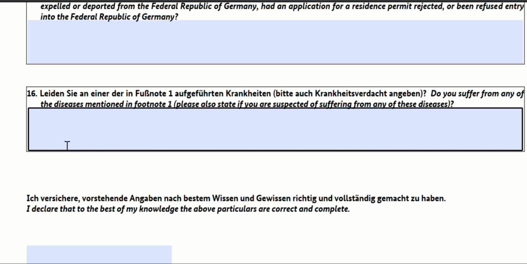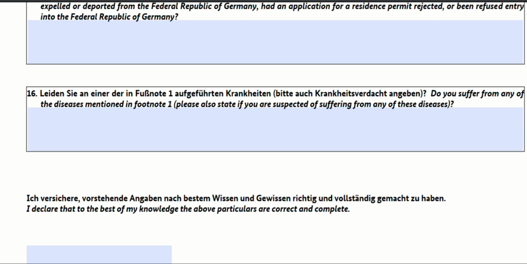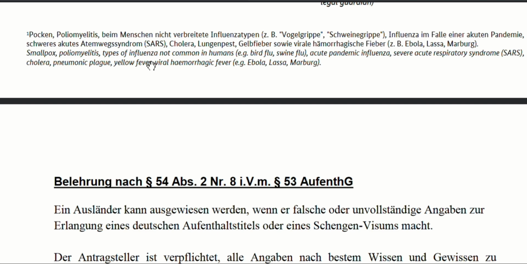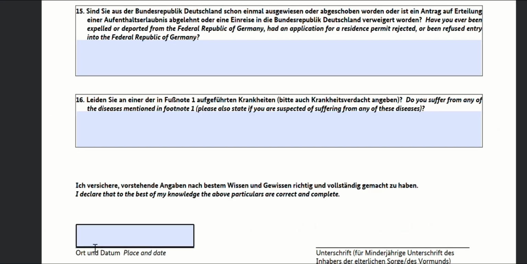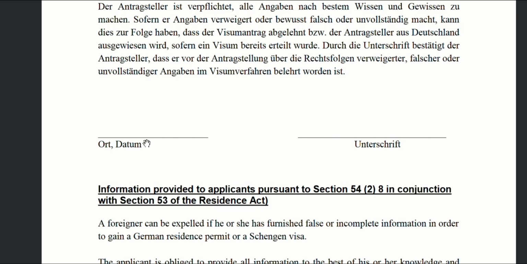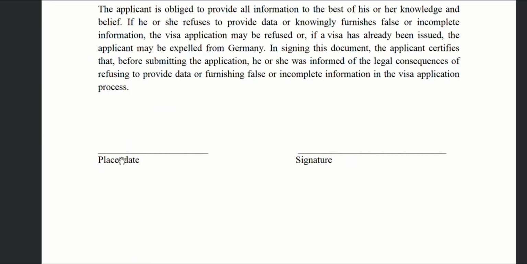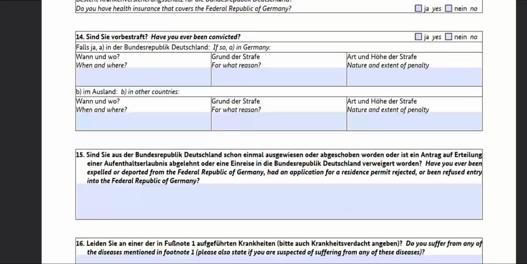Section 16 says, if you suffer from any of these diseases mentioned in the footnotes, so cholera and things like this, and Ebola and things like this, if you don't suffer from it, you just write no. And here is a declaration. You write the place, the city that you are in, the date, and then here you sign. Here also, if you did it in German, there's also a document in German, but here you put the place, the date, and then you sign. And then basically your application is finished.